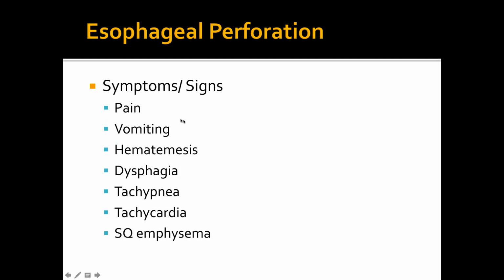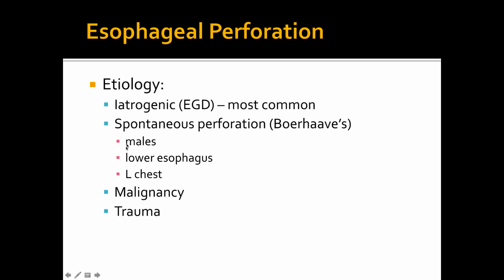So when patients have perforation, as far as the spontaneous ones, this is usually after, say, having a heavy meal, maybe some alcohol on board. Patients will have strenuous vomiting, and that'll cause a Mallory-Weiss tear, which is partial thickness, and subsequently can progress to a full perforation depending on the severity of the vomiting episodes.